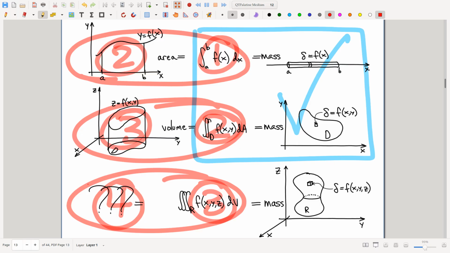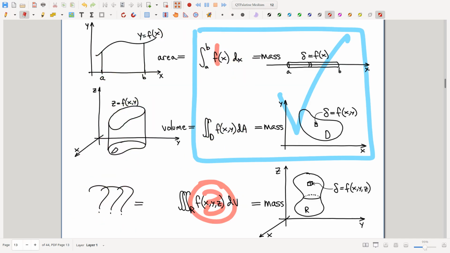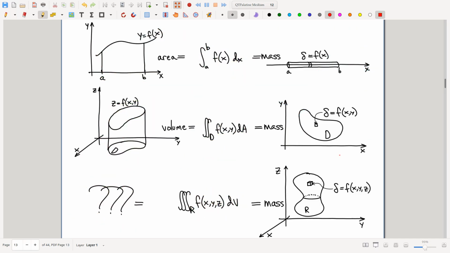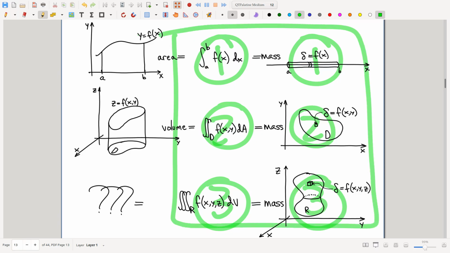Whereas on the other hand, no problem from this point of view over here. One-dimensional integral, one-dimensional picture. Two-dimensional integral, two-dimensional picture. Three-dimensional integral, three-dimensional picture. No problem. All good. Everybody see the issue here?